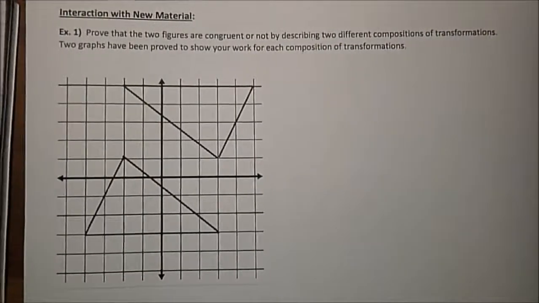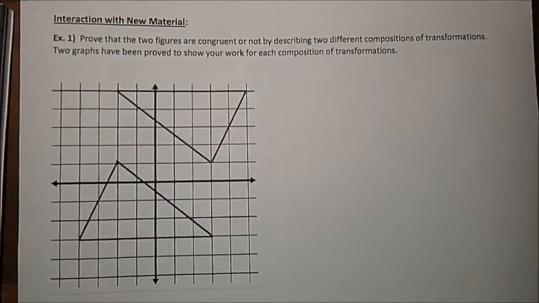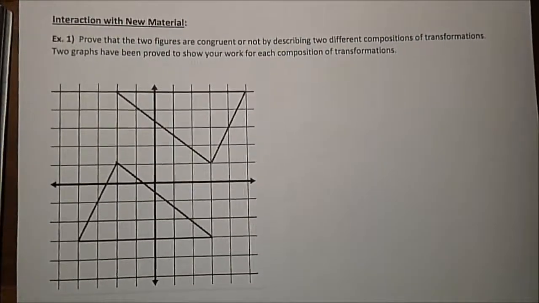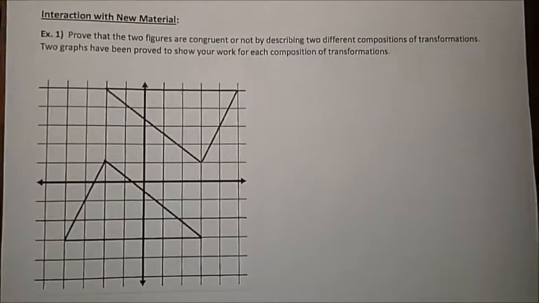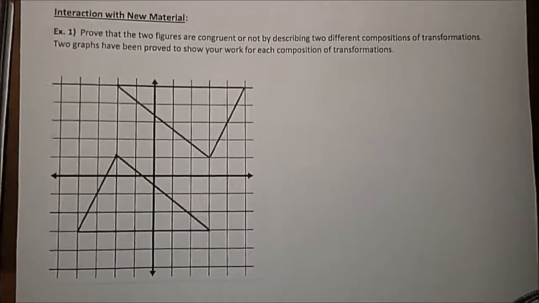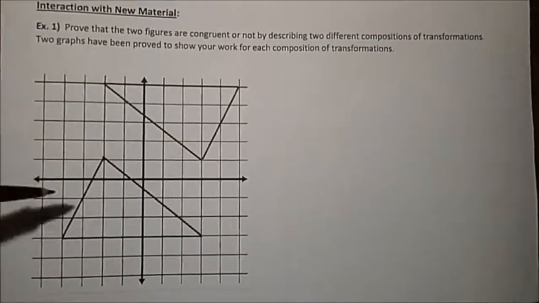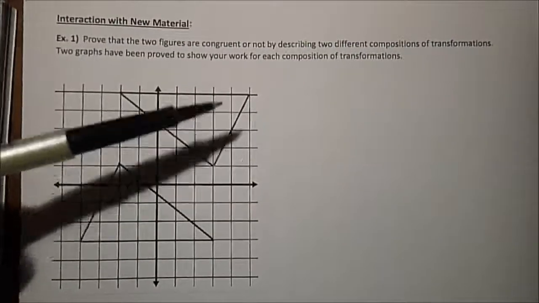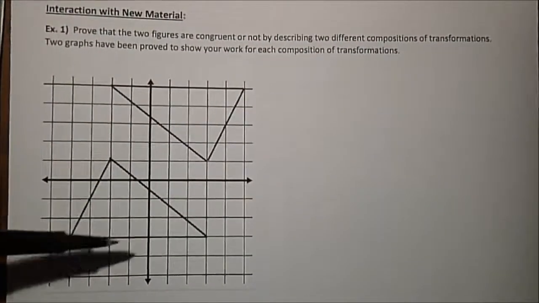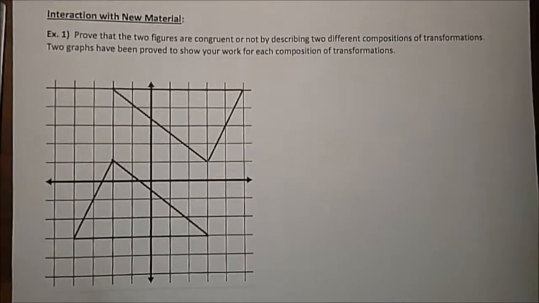So now it's your turn to try this out. You have two different triangles here, and you need to describe two different compositions of transformations, two series of transformations that will overlay one shape onto the other, that will map one triangle onto the other. So it doesn't matter whether you start up here or down here, right? But you need to find that series of transformations.